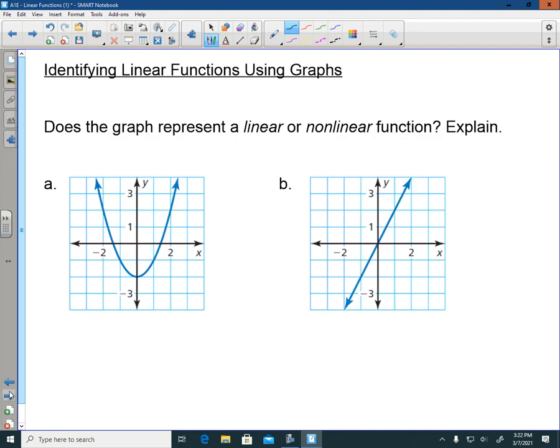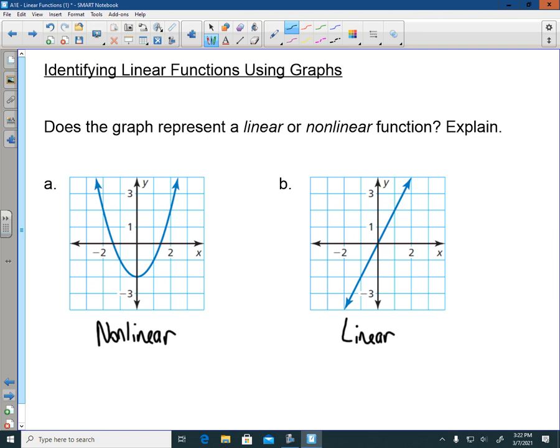So when we're trying to tell the difference between a linear and a nonlinear function, if you have a graph, it's pretty easy to tell. Because like in A, notice that that's not a line, which means that it is a nonlinear function. As soon as you know it's not a line, it's nonlinear. Now B is a line, so this is linear. It really is that simple. It really is. Believe me, that's it.